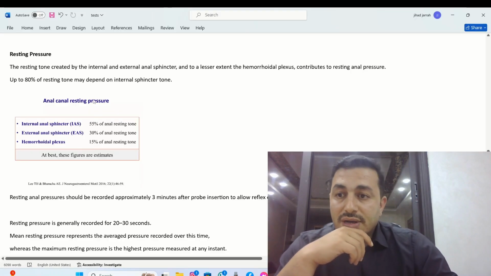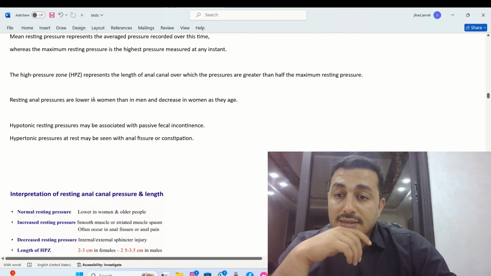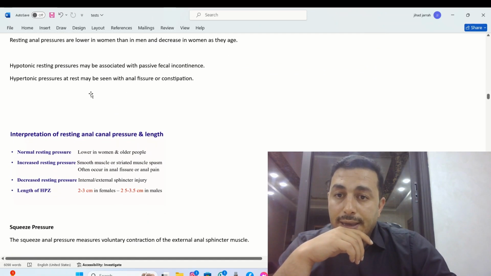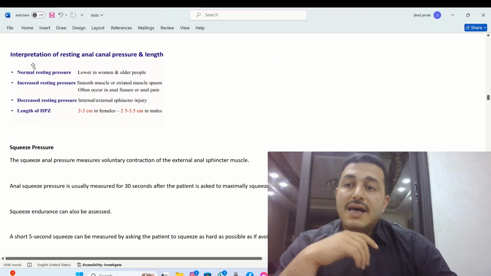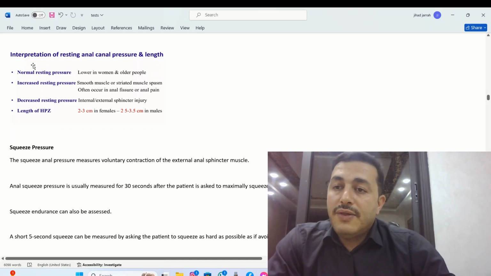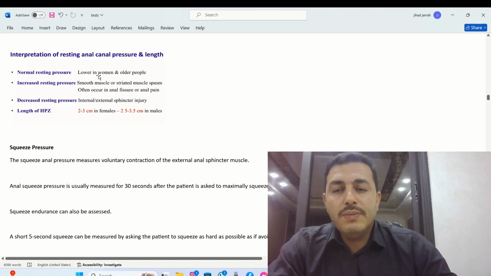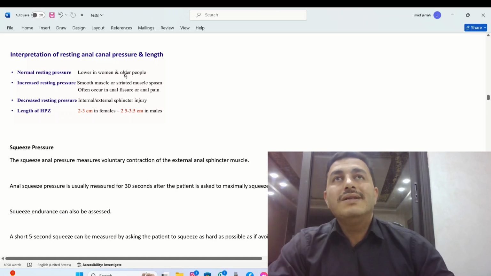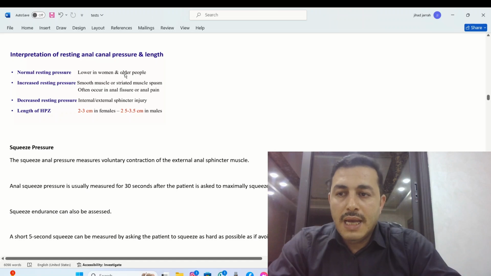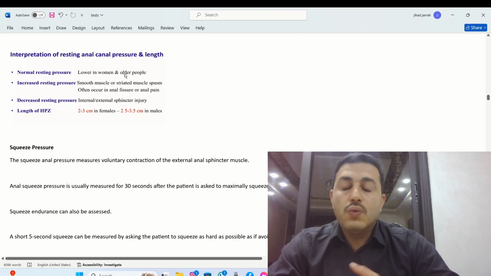Okay, what about the resting pressure? This is how to interpret the resting pressure. Normal resting pressure, we said, is low in women and low in older females. If it's increased, what does this mean?